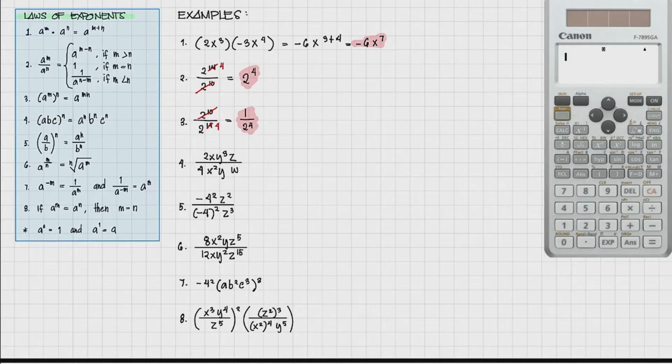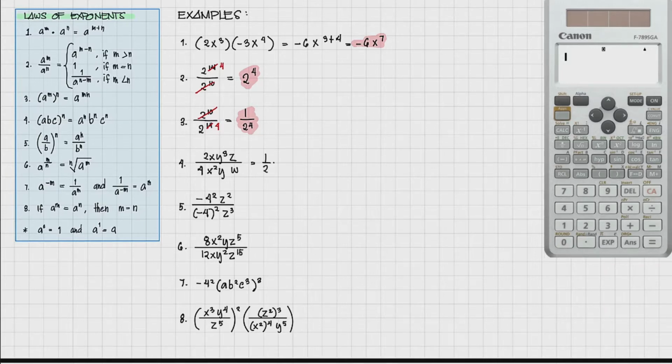Okay. So for problem number 4, you're going to divide 2 terms: 2 times x times y raised to 3 times z divided by 4 times x squared times y times w. What I'd like to do here is separate similar terms first. So let me rewrite it. We have 2 over 4. If we simplify this further, we'd get 1 half, right? So 2 divided by 4 is just 1 half.